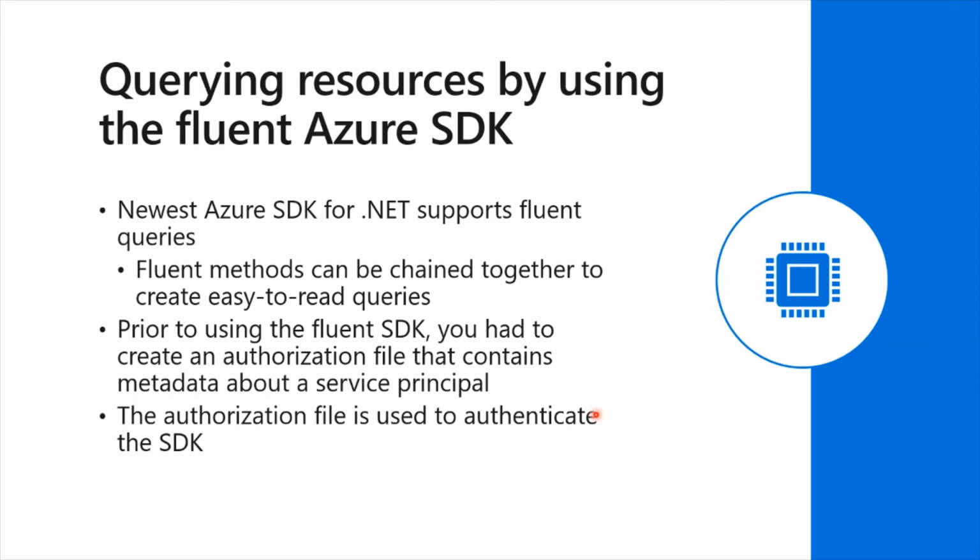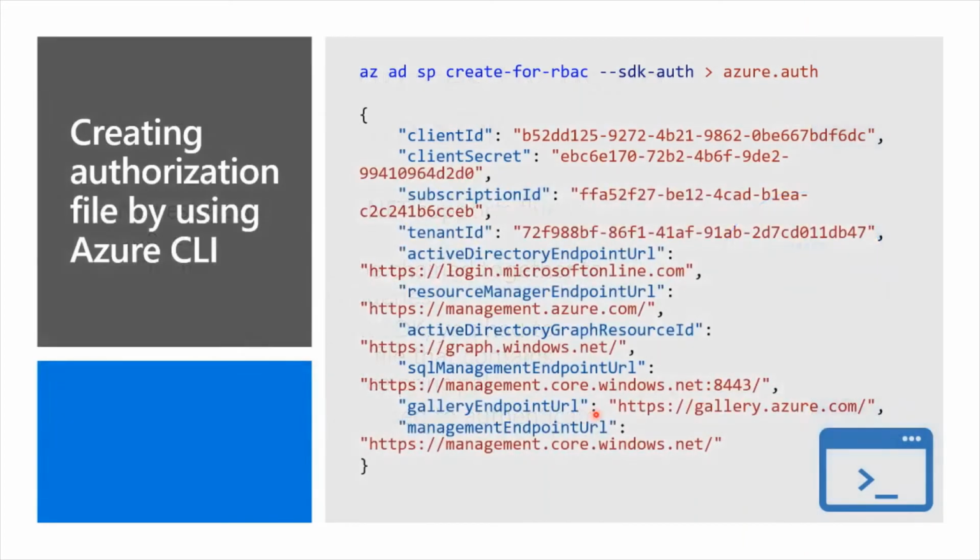Prior to using the Fluent SDK, you had to create an authorization file that contains metadata about the service principal. The authorization file is used to authenticate the SDK. You will authenticate, and then you use this authorization file every time you do some action with the Fluent SDK. Creating an authorization file by using Azure CLI: az ad sp create-for-rbac --sdk-auth azure.auth. Then you need to provide client ID, client secret, subscription, tenant ID, and all those things.